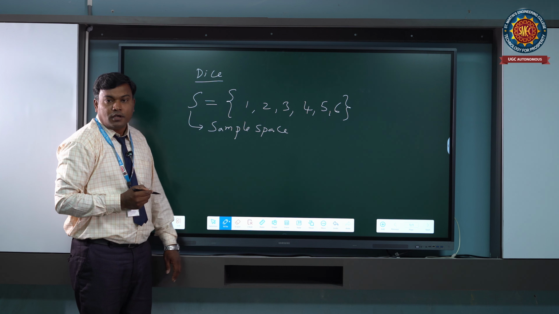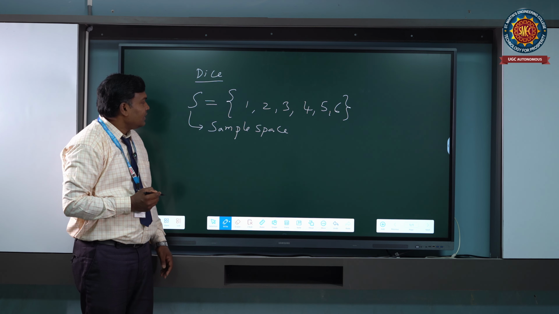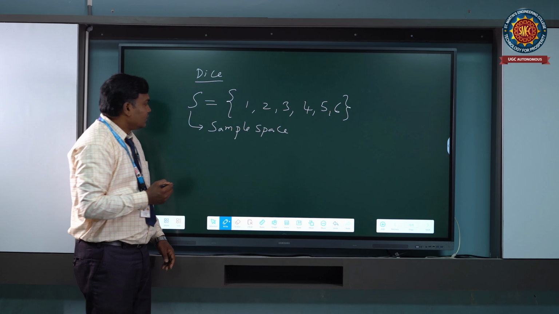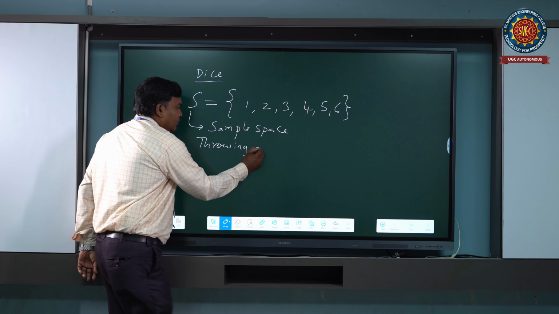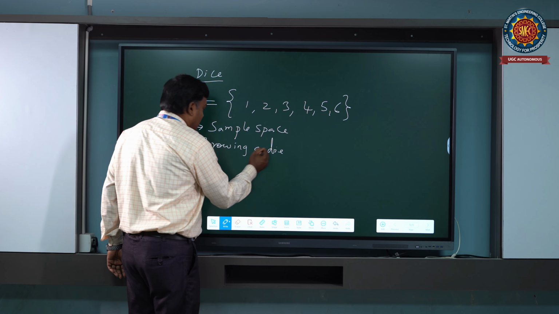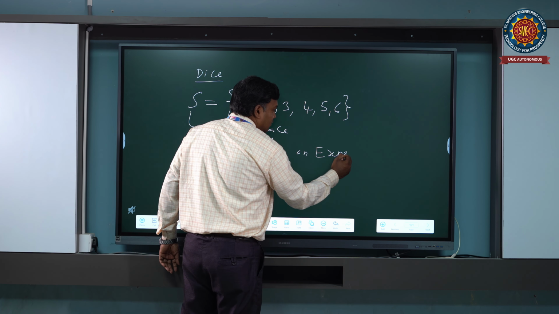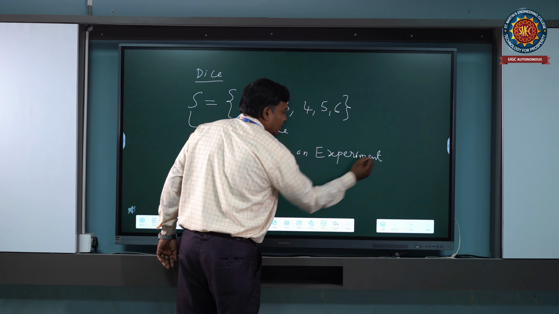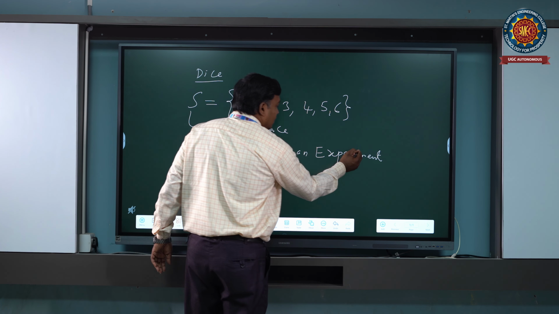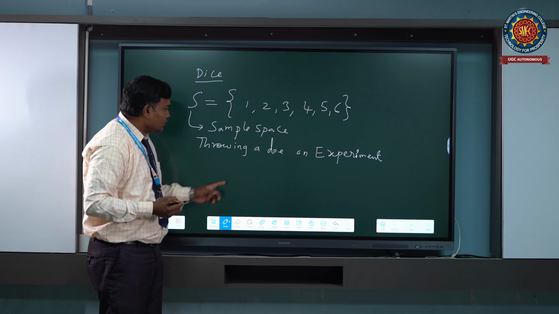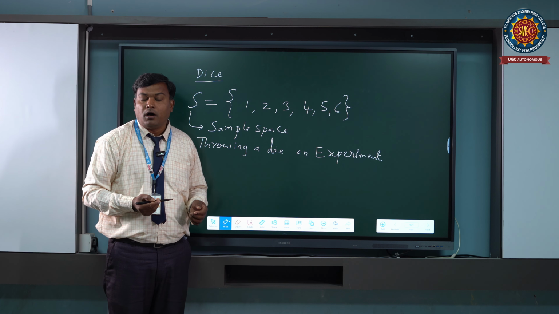First technical term, in order to understand probability, we need to understand S, the sample space. Throwing a dice is an experiment. This is very important in order to understand the probability concept. Throwing a die, otherwise tossing a coin, is an example of an experiment.